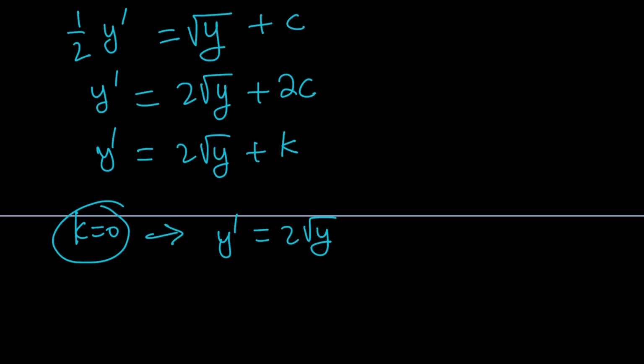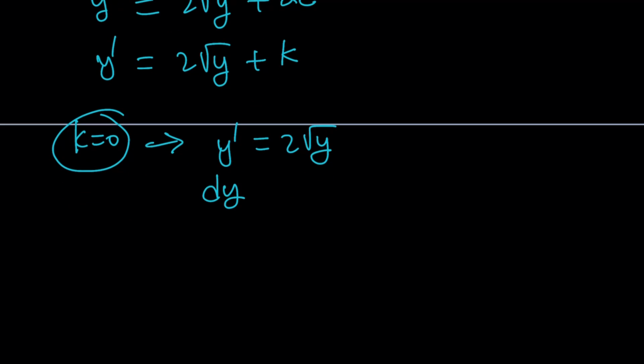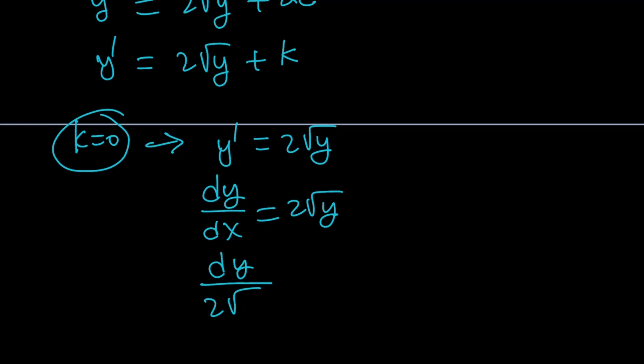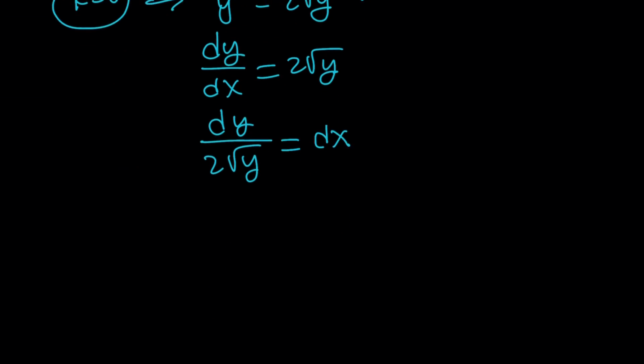And can you solve this? We can replace y prime with dy over dx. And then I can go ahead and write this as dy over 2 root y equals dx. You see, when you write it this way, it is not very clear. But when we separate the variables, because this is a separable differential equation, then things become more clear. Look at this. This is, again, the derivative of square root of y. So when we integrate, we get something nice, right?